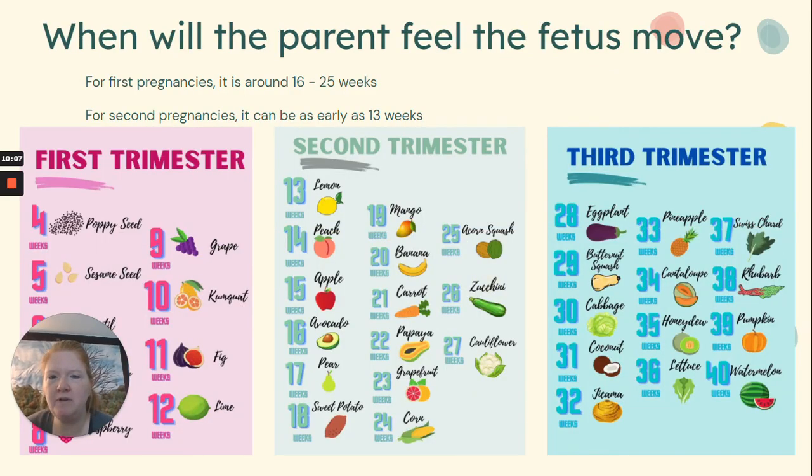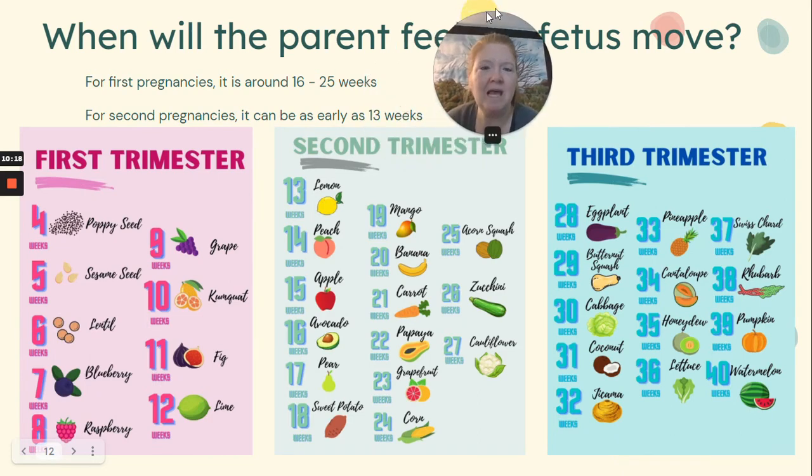So when will the parent feel the fetus move? For a first pregnancy, it's typically around 16 to 25 weeks. So again, somewhere in that second trimester. For second pregnancies, it could be as early as 13 weeks.